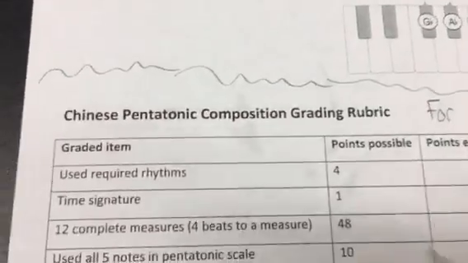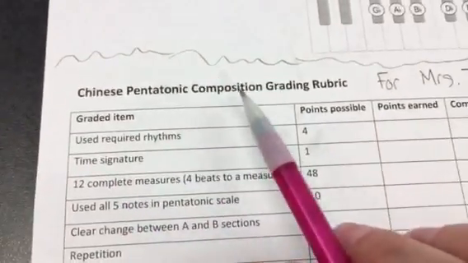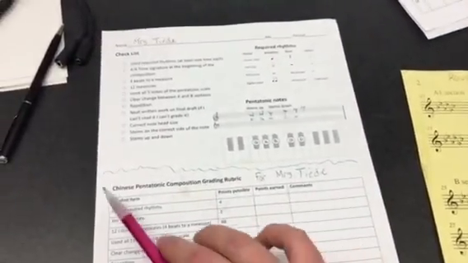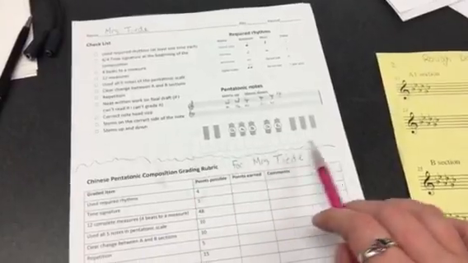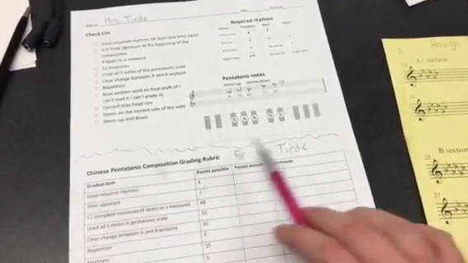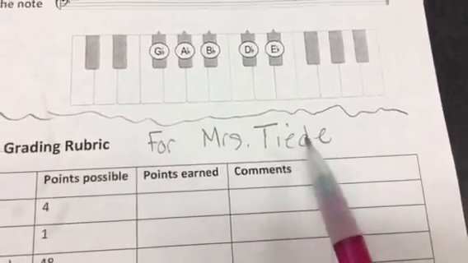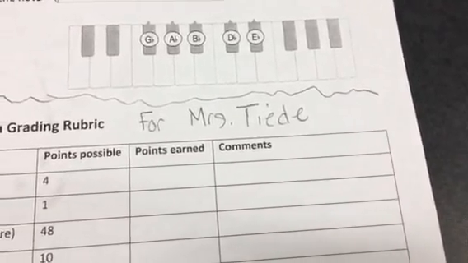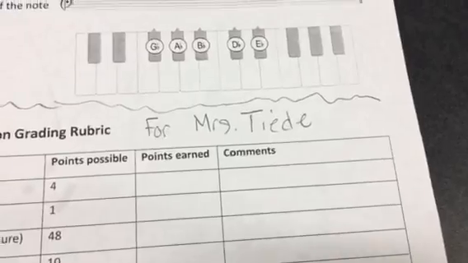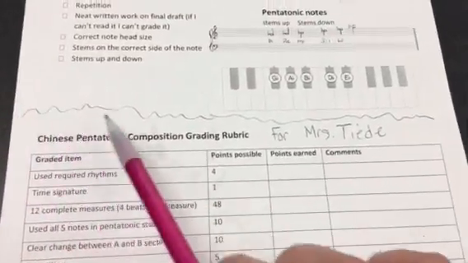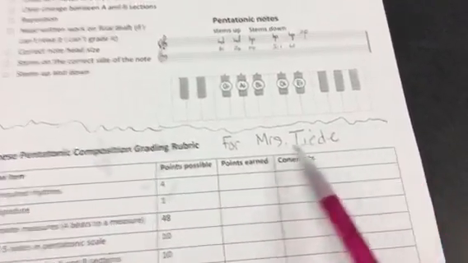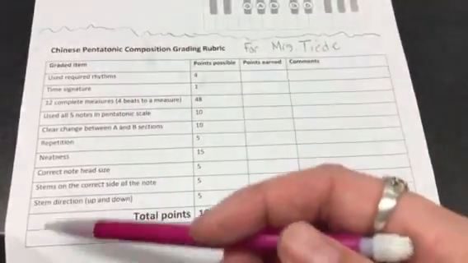Then come down to where the words Chinese Pentatonic Composition Grading Rubric are. Do you see that? It's in the middle of the page. You're going to put a little squiggly line across, or it could be a straight line, I don't care. Squigglies are easier to see though. And then below that, you're going to write for Mrs. Tidy. Again, you're putting a squiggly line across your paper, and you're going to write the words for Mrs. Tidy.